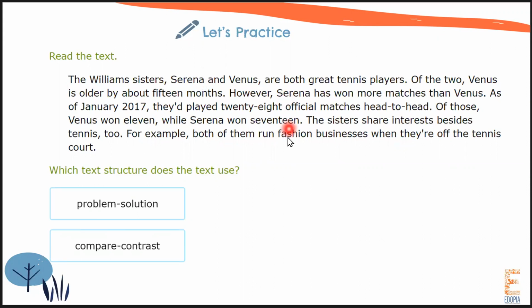Now remember, to figure out which text structure it is, you have to look for the clue words. For example, I can see here the word however. I'm not going to read it, but I'm just figuring out through the context clues. Here it is, however, for example, both of them, and besides, and both. So these are basically telling me that it is compare and contrast, because compare and contrast tells you about two different things, how they're the same and how they are different.